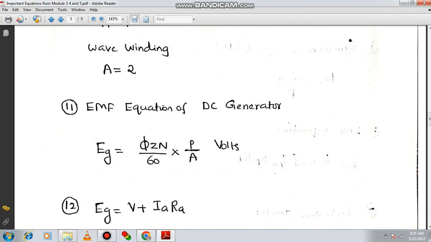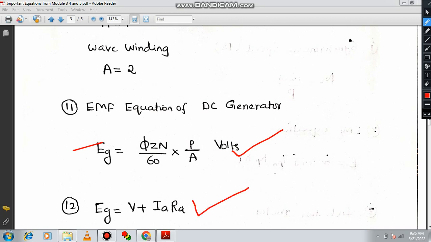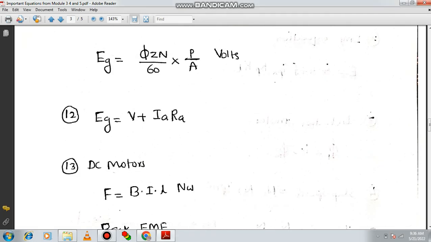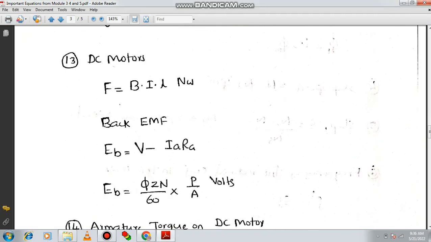Another important thing is the EMF equation of a DC generator. You can write the EMF equation using two formulas. First one is Eg is equal to phi Zn by 60 into P by A, where phi is the flux, Z is the number of conductors, N is the speed of armature, P is the number of poles, and A is the number of parallel paths. It is expressed in volts only. Similarly, if you know the terminal voltage, armature resistance and armature current, then you can use the formula Eg is equal to V plus IaRa, in volts. Do remember this. Then DC machine will act as motor and generator.